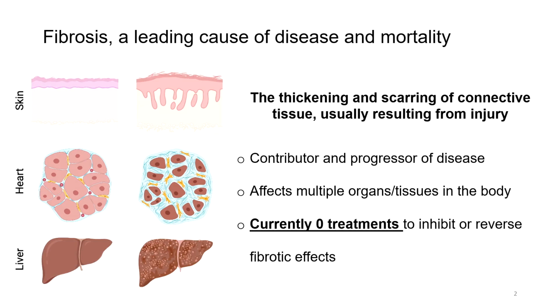So fibrosis is defined as a thickening and scarring of connective tissue, and it usually results either from injury or ongoing diseases. When it affects major organs such as the heart, liver, or even the skin, it can really be quite detrimental and can be a large progressor of disease and ultimate mortality in many patients. And unfortunately, there are zero current treatments that either inhibit or reverse the effects of fibrosis.